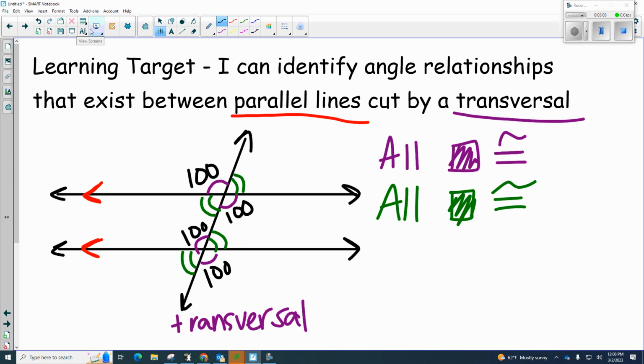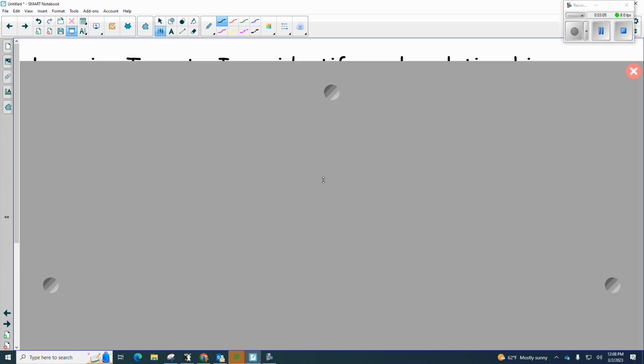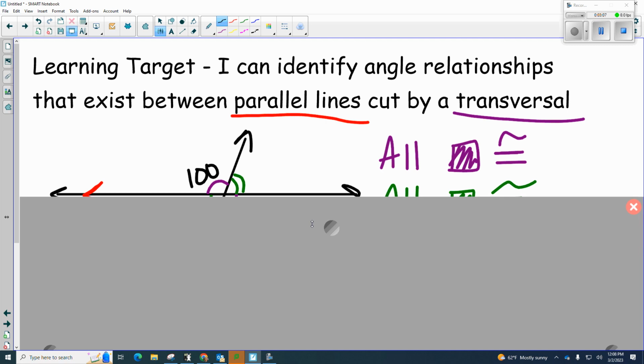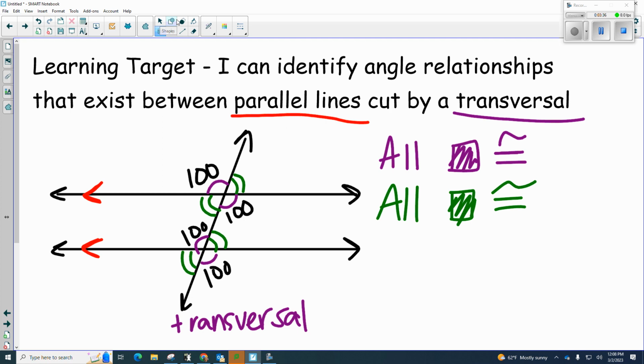I'm going to try to use this shade for a quick second and just show you this part. If I cut off the rest, you should notice that the purple plus the green are making a straight line. And if we remember, I want to try to use the special pen. Here we go. When two angles together form a straight line like that, they add up to 180 degrees.